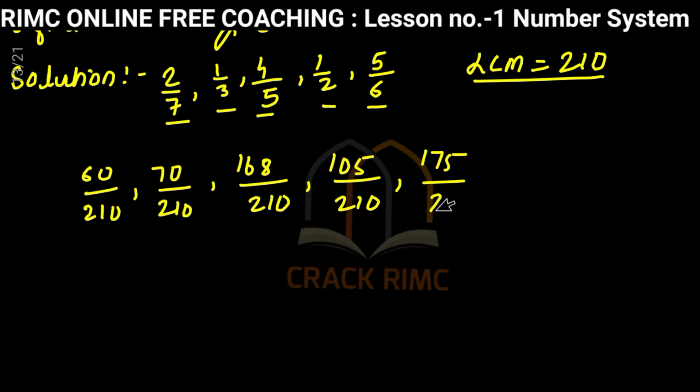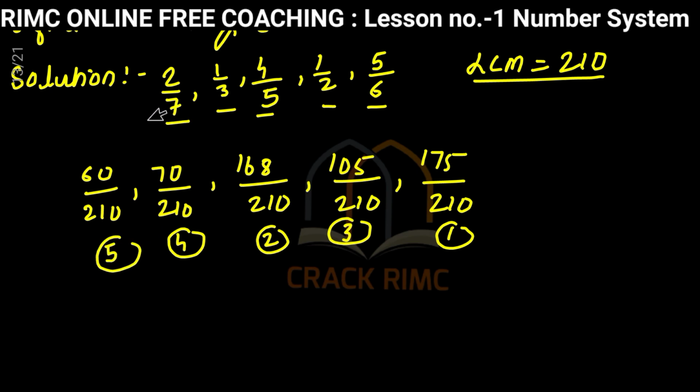upon 210. Now for descending order we have to write the bigger number first. So this one will be the first, this one second, this one third, this one fourth and this one fifth. So these are the numbers.